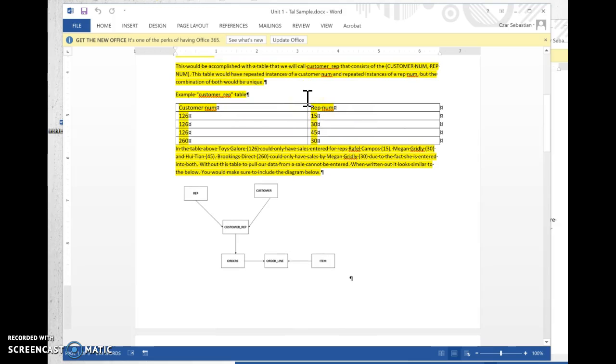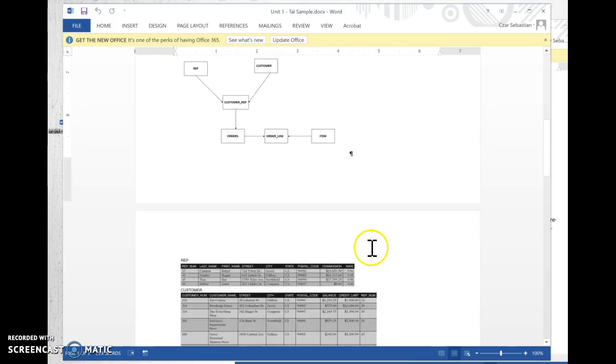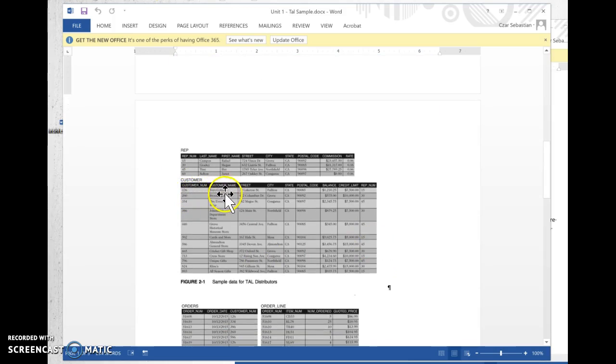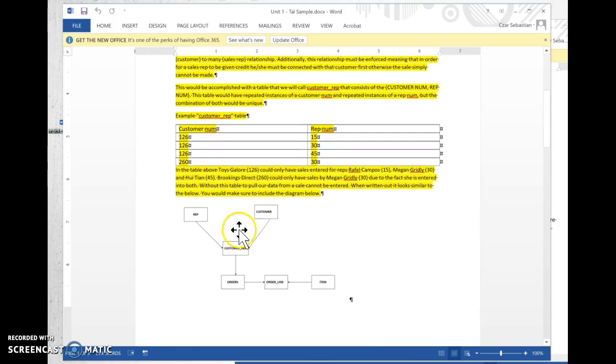This links both the customer number and the rep number, and thus the combination of those things is unique. For instance, in my customer rep table with the sample data that I've created, customer number 126 is represented by rep numbers 15, 30, and 45. In the above table, Toys Galore, which is 126, and if I go down to 126, there's Toys Galore.